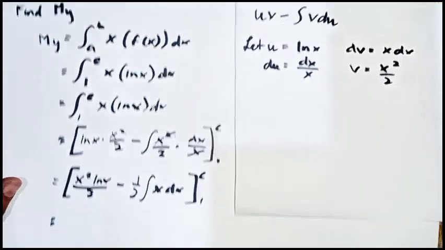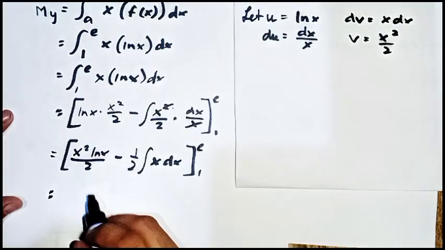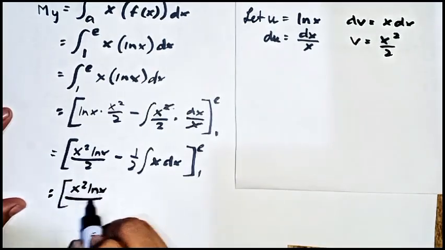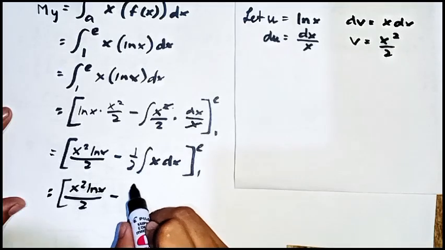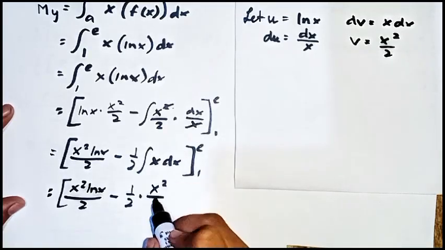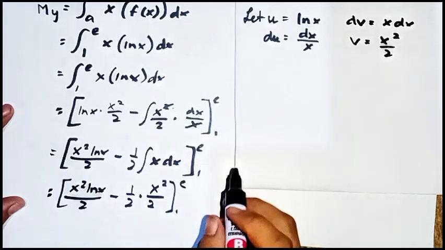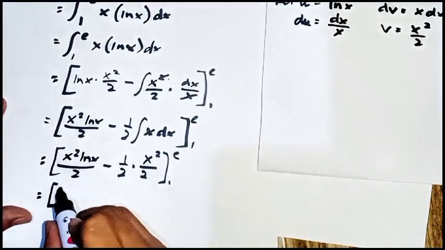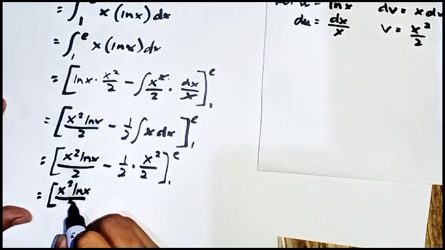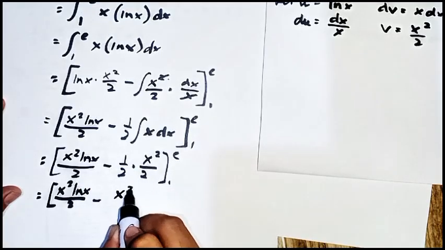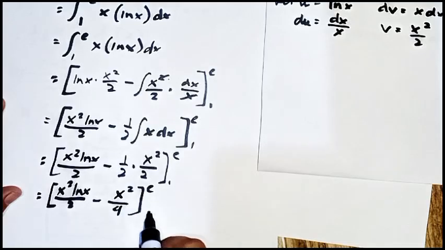After this, let us integrate this one. So x squared ln x over 2, copy this, minus 1/2 times the integral of x dx, which is x squared over 2, from 1 to e. Now let us multiply this one, so copy x squared ln x over 2, minus 1/2 times x squared over 2, which is x squared over 4, from 1 to e.